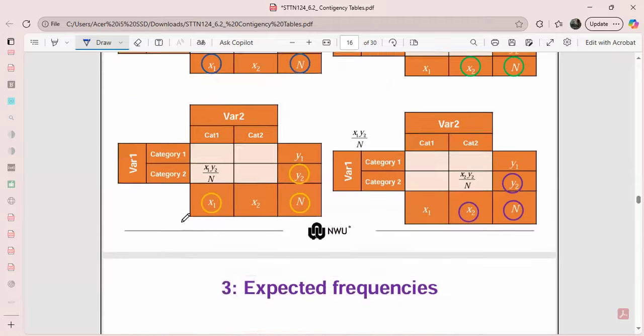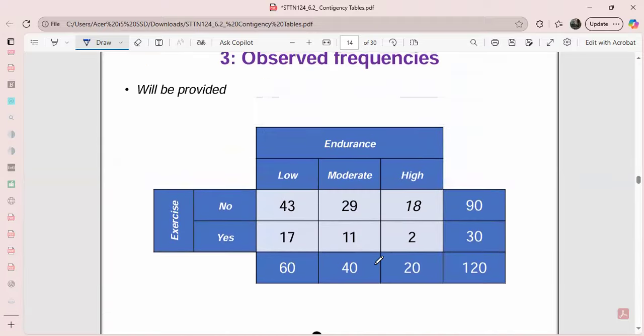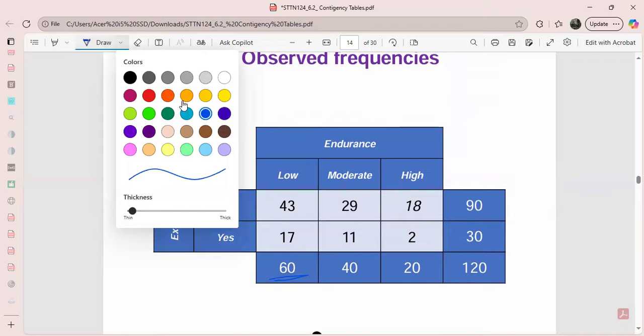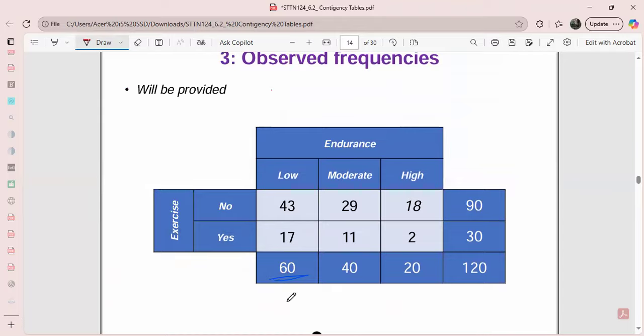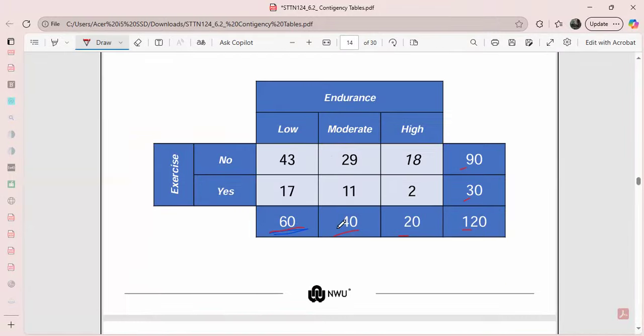Now, let's go back to the table so I can show you something. Look here. You are given a table. Check if your table has the totals. Here are the totals. Let me just change the color, maybe to red. Here are the totals: 60, 40, 20, 120, 90, 30. These are the totals. Make sure that if your table doesn't have the totals, you calculate them. You have to create your own table. If there are no totals, calculate them. Maybe you are only given these things here. You have to calculate them yourself. But here we're given them.